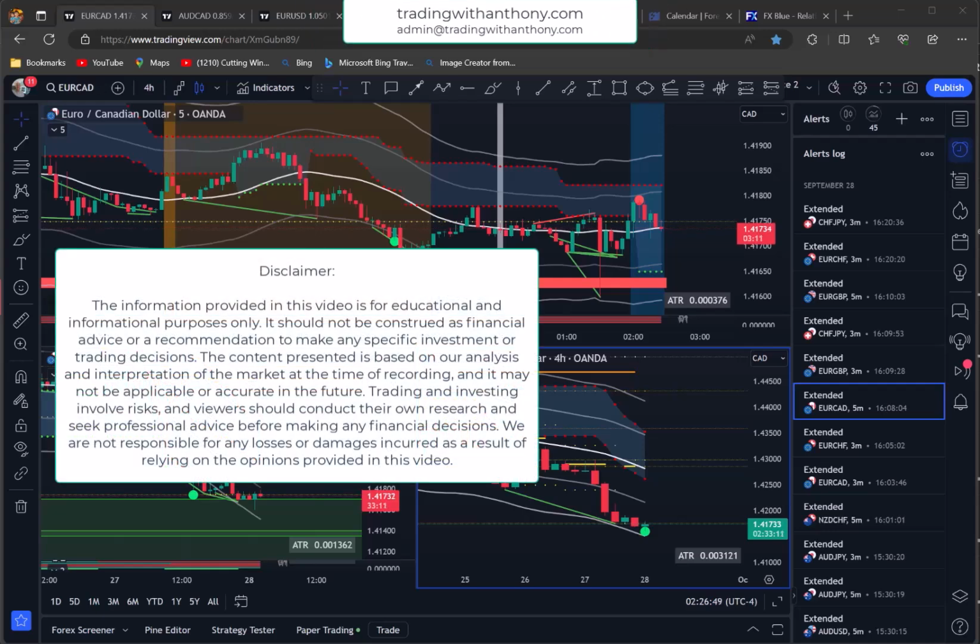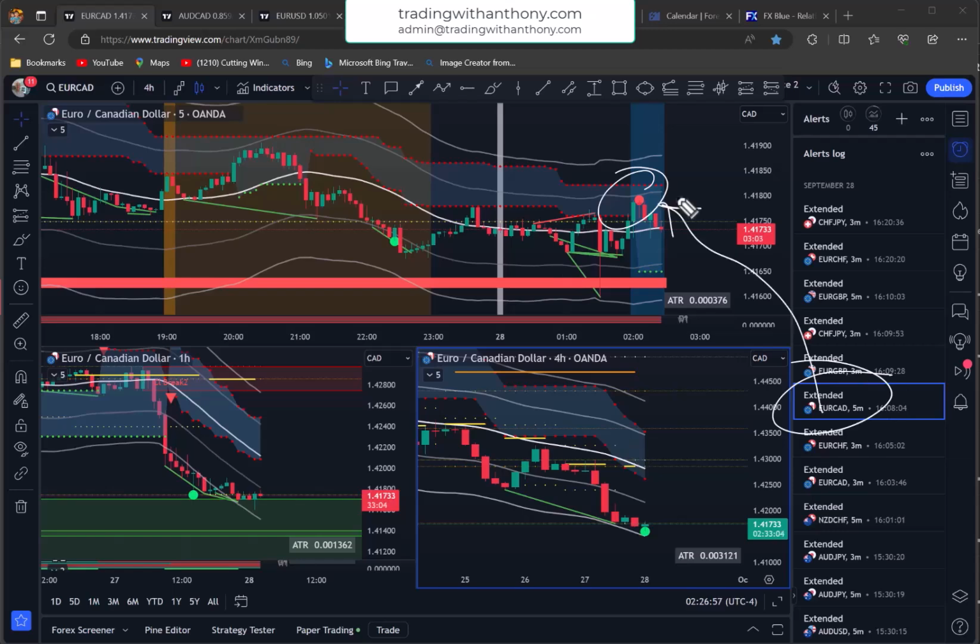Traders, Anthony here. Okay, a red signal. Here it is, EURCAD 5-minute chart. Brings us into the chart. We can see that the higher time frame, multi-time frame indicators are red, trending down on the 4H, trending down on the 1H, same thing on the daily.